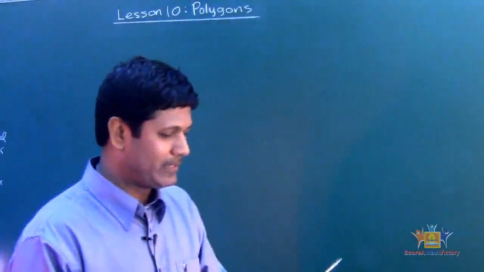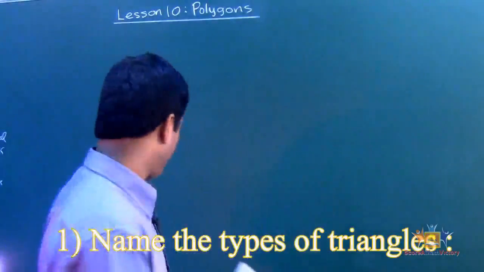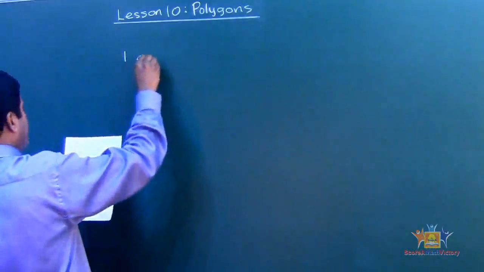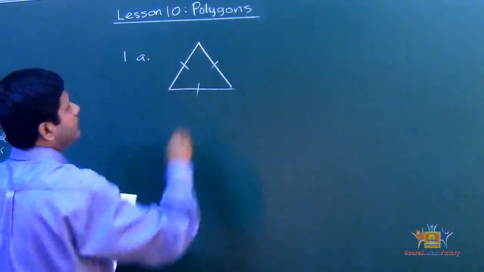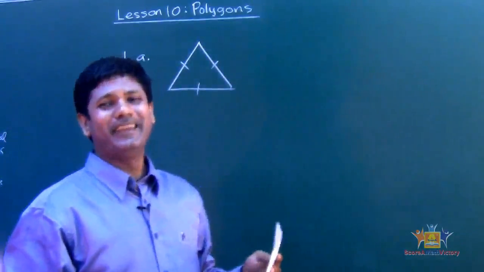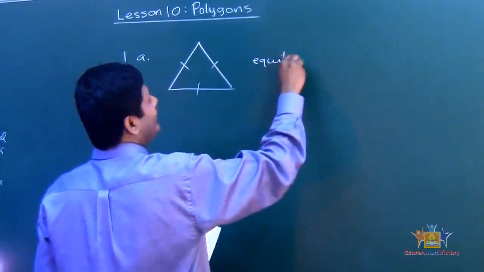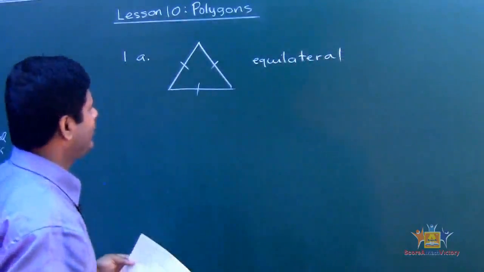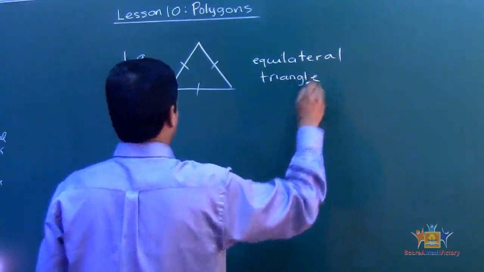Okay, the first problem says name the types of triangles. So let's draw them. For 1A, you're given a triangle with all the sides equal. So what does that mean? It's an equilateral triangle. Exactly. That's an equilateral triangle.